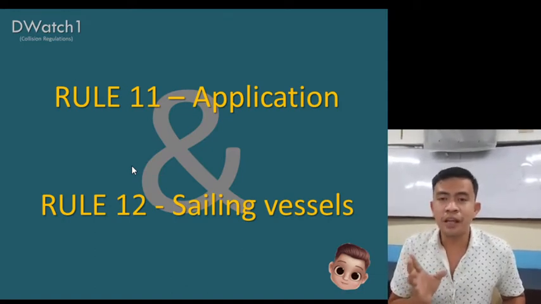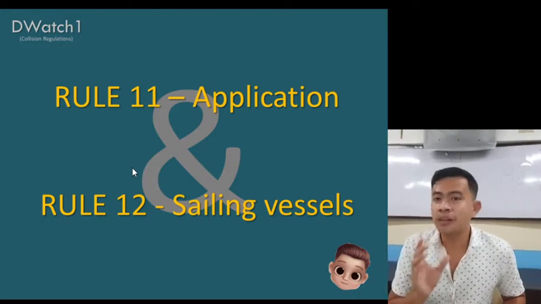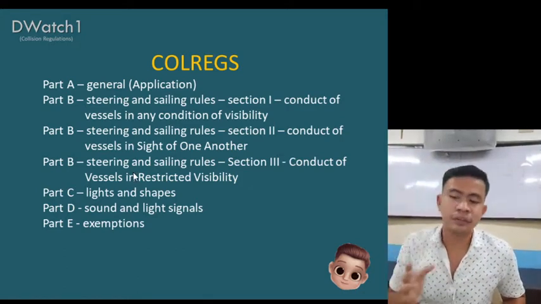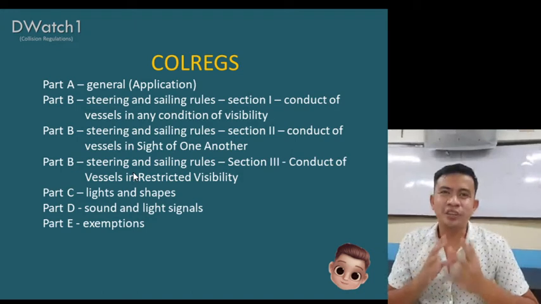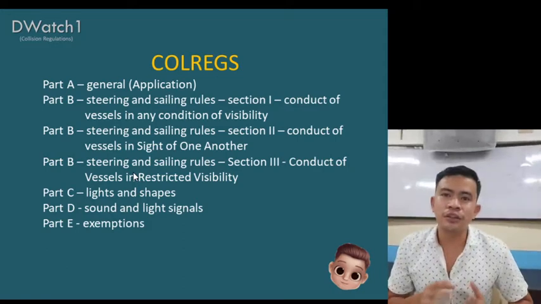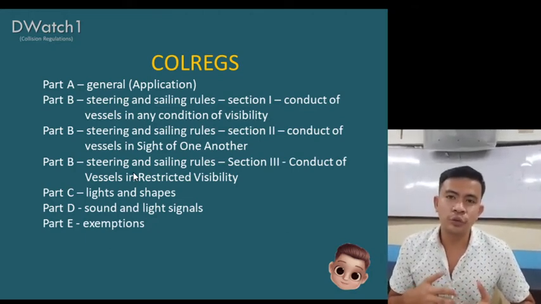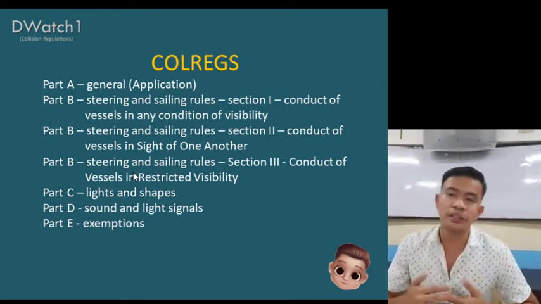Rule 11 is about application and Rule 12 is about sailing vessels. These are part of our Part B. Part A is about the general application. It talks about all the rules that apply to all the other rules and which should be followed generally in accordance with the COLREGs. So all the general rules are stated in our Part A.